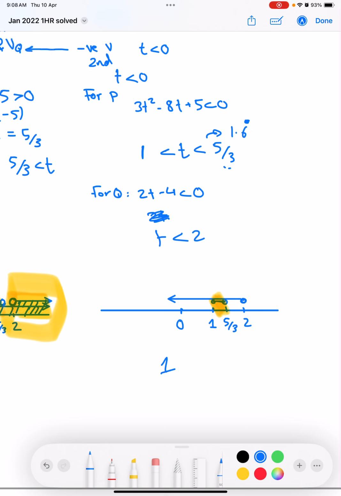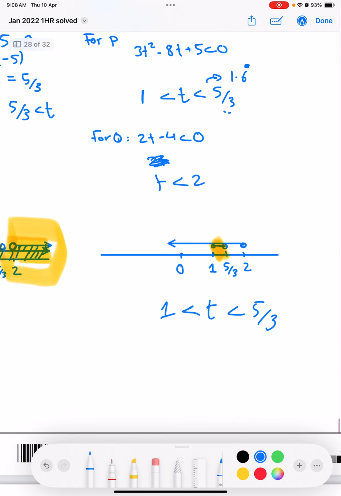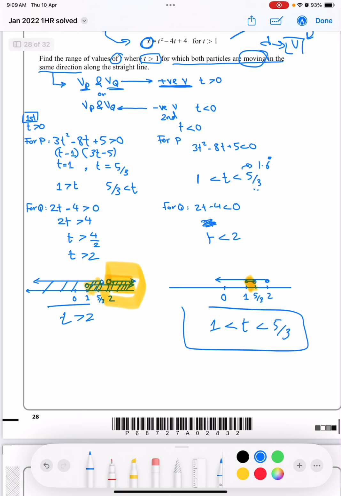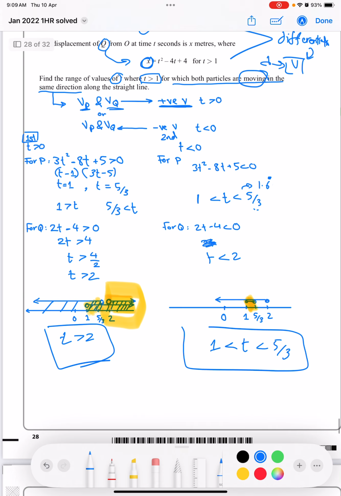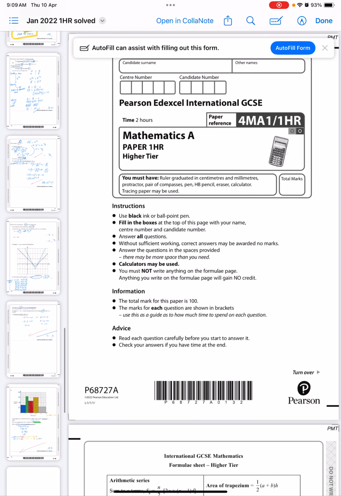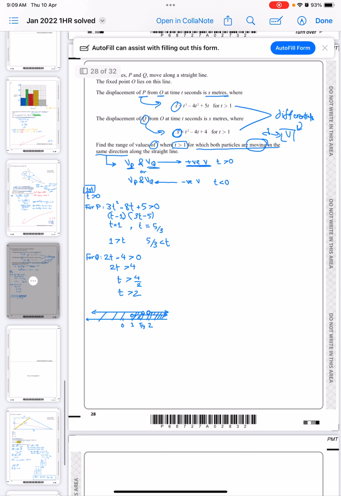The inequality is going to be, for this part, 1 less than T and T less than 5/3. So these are the two inequalities, and each satisfies both P and Q, because the question didn't specify whether the velocity is going to be increasing or decreasing. So I wrote both cases so I can get both marks.